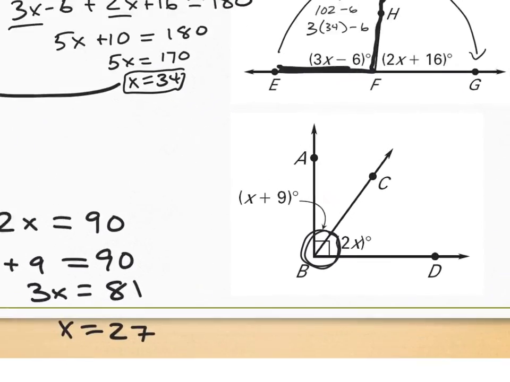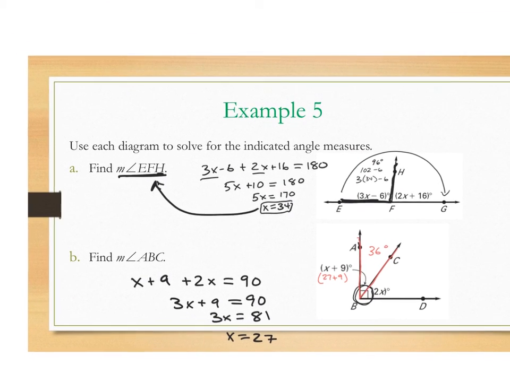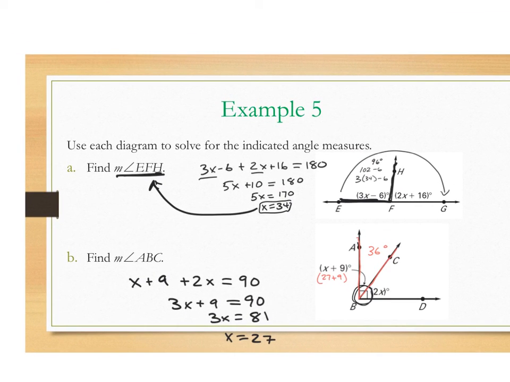Now, I can plug it in. In this case, they want to find ABC. That's this one. Let me color it A, B, C. So we get 27 plus 9. What's 27 plus 9? 36 degrees. That's a 36-degree angle. I'm going to leave that up there. I'm going to hit pause on the recording.